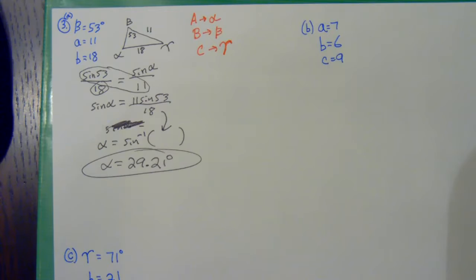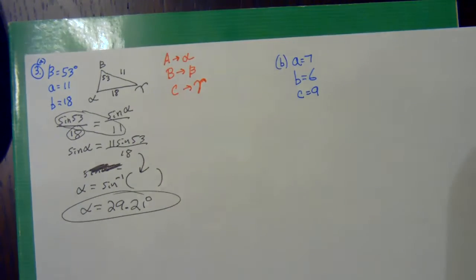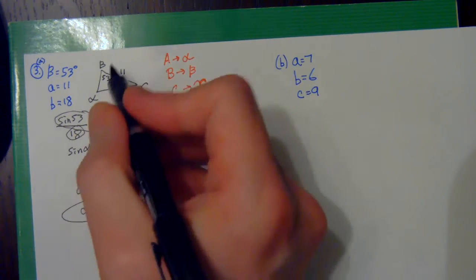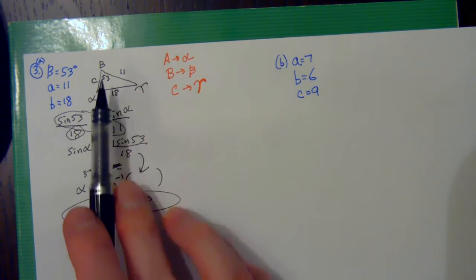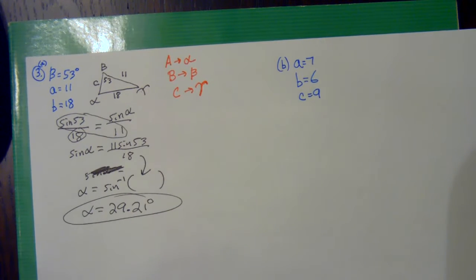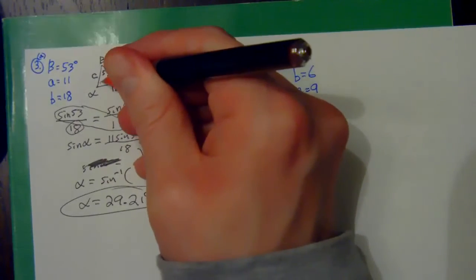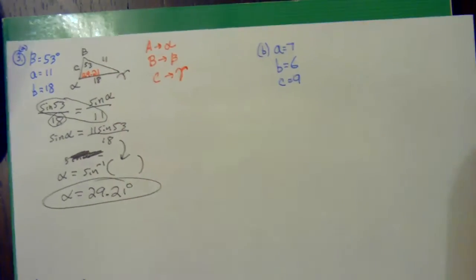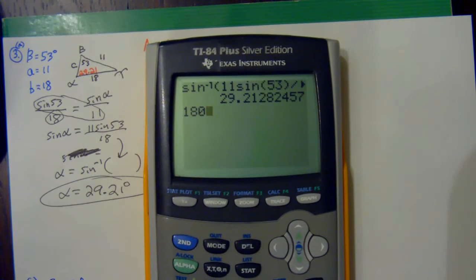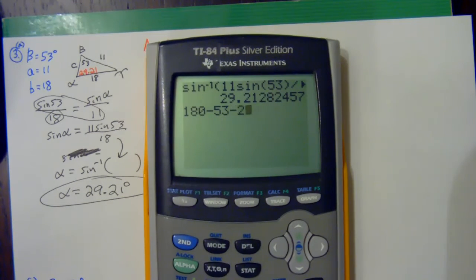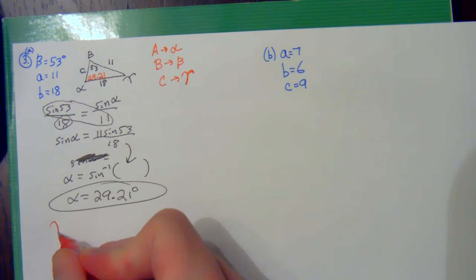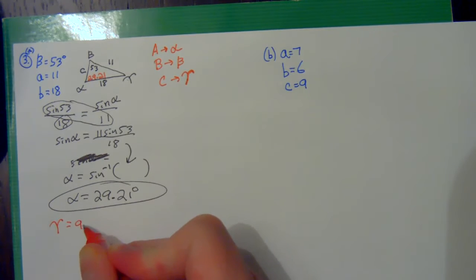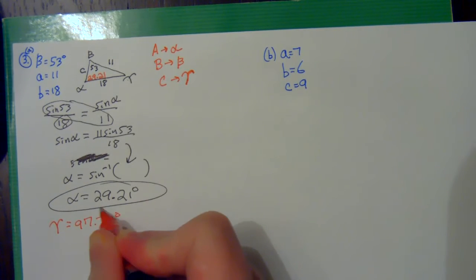So we got that one. And then once you have that one, we're going to need to figure out the gamma, and we're going to need to figure out that little c right there. Now, notice that you have two of the angles already, right? And so if you now know that this angle is 29.21, you can subtract from 180. I can go 180 minus the 53 minus the 29.21. So you subtract the two angles that you already know, and you're going to get 97.79 degrees. So the angle gamma, which is angle C, is 97.79 degrees.